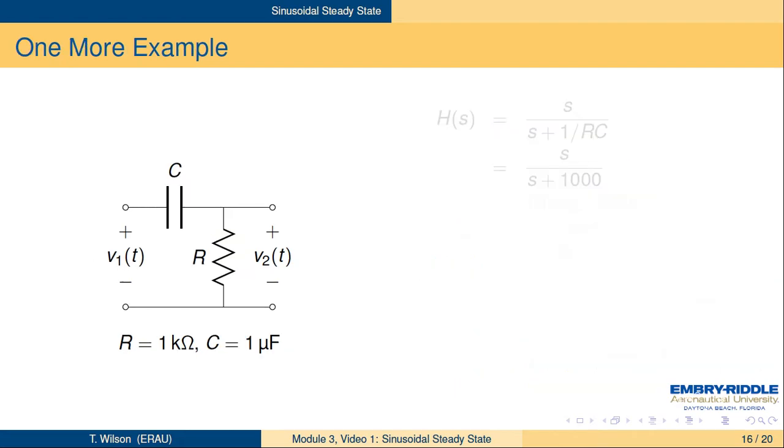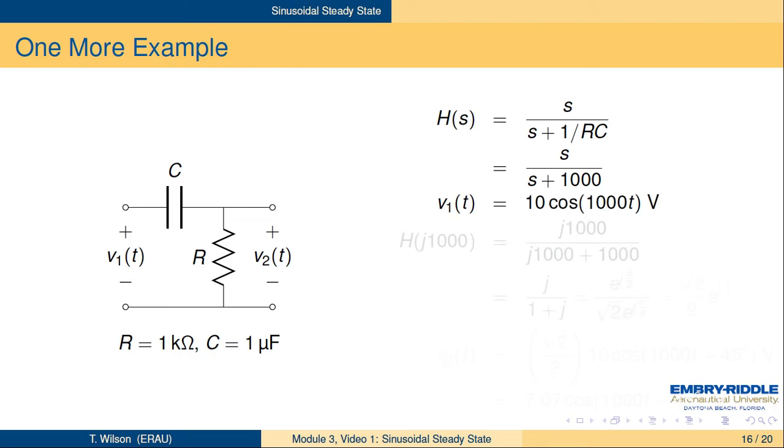Let's do still one more example. Here's the RC circuit with the output across the resistor this time. Same familiar parameters. So in this case, the transfer function is s over s plus 1 over RC, which is s over s plus 1000. Now let's put in 10 cosine 1000t for this one.